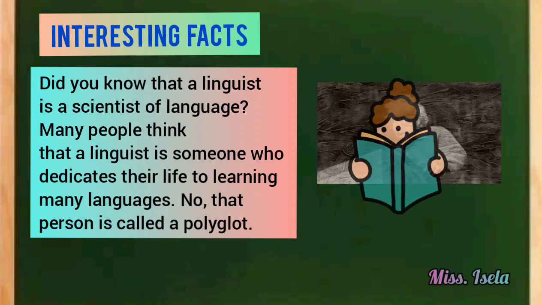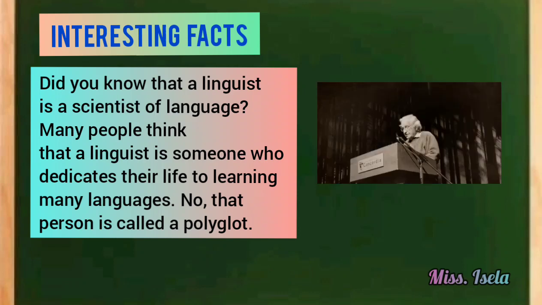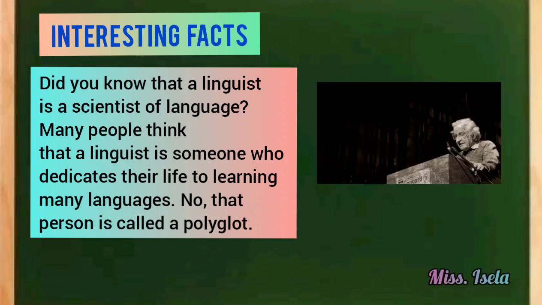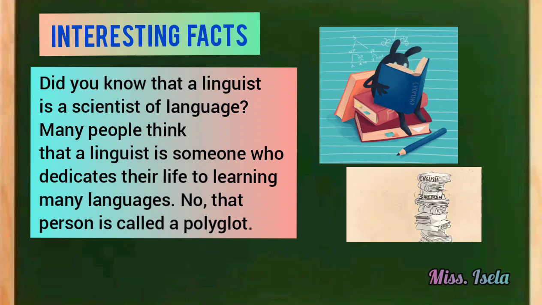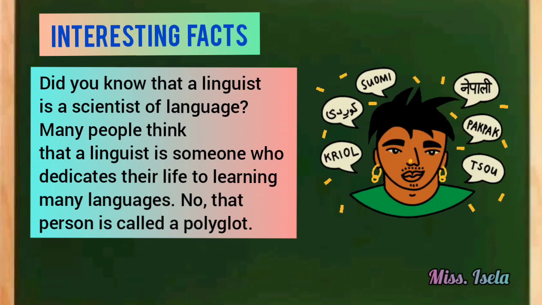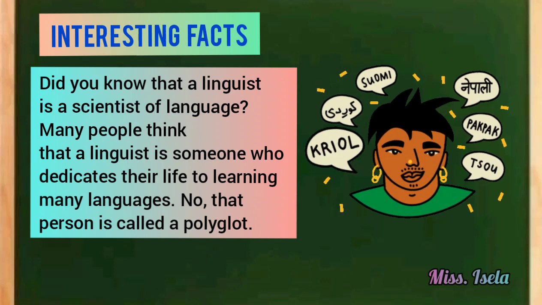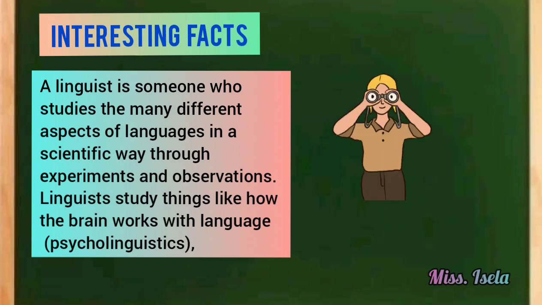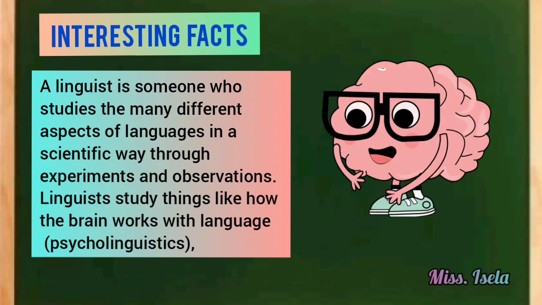Did you know that a linguist is a scientist of language? Many people think that a linguist is someone who dedicates their lives to learning many languages. No, that person is called a polyglot. A linguist is someone who studies the many different aspects of languages in a scientific way through experiments and observations.